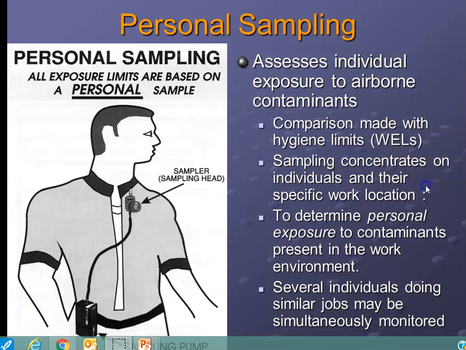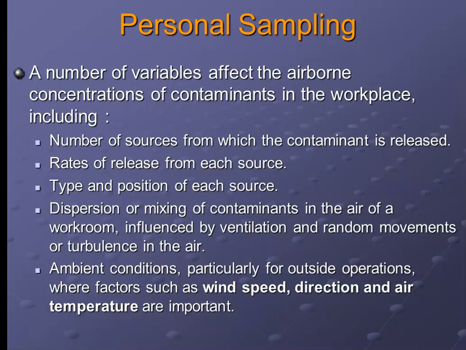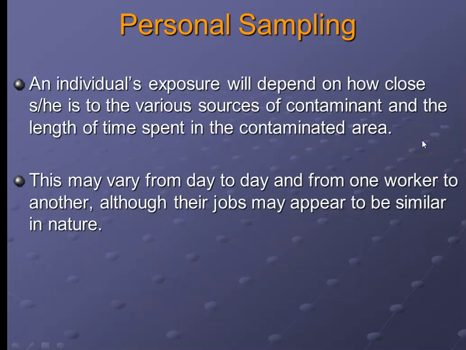So personal sampling: a number of variables affect the airborne concentration of contaminants in the workplace, including the number of sources from which the contaminant is released, the rate of release from each source, the type and position of each source, and dispersion or mixing of contaminants in the air of the workroom by ventilation, movement, or turbulence in the air. Ambient conditions, particularly for outside operations, where factors such as wind direction and air temperature are important. An individual's exposure will depend on how close he or she is to the various sources and the length of time spent in the contaminated area.